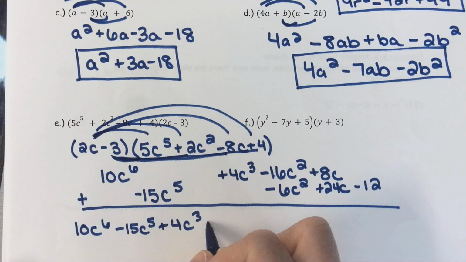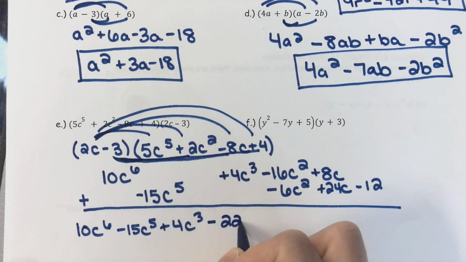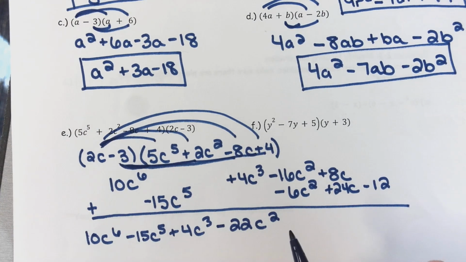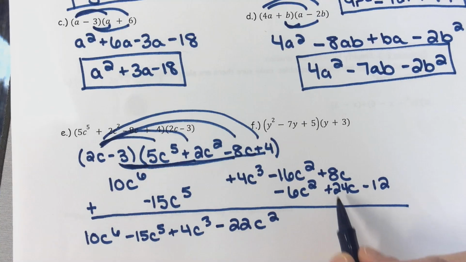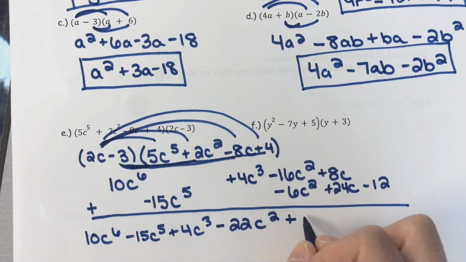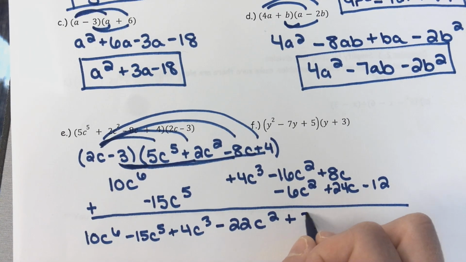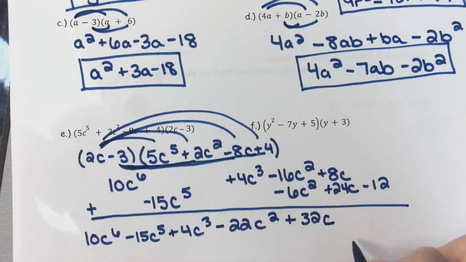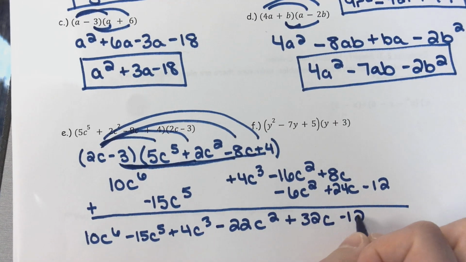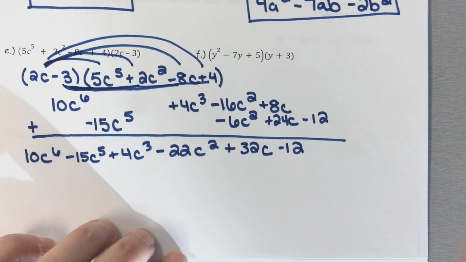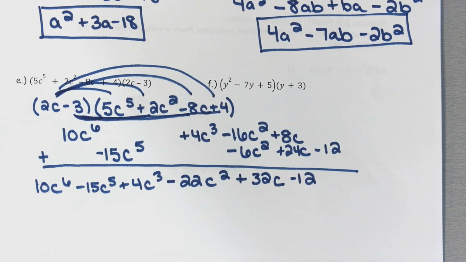How many c squareds do I have? Negative 22, yeah. Negative 16 minus 6 more, negative 22. How many c's do I have? 32c. And then we have our minus 12. That's a long one.